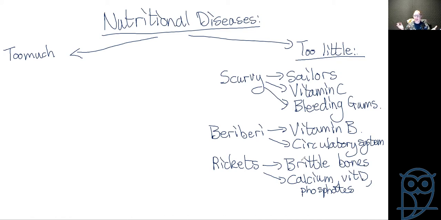So rickets is a disease that literally means you don't have the things you need to build strong bones. So you can have malformed bones, you can have very brittle bones, your bones can break very, very easily, as easy as it is to tear a piece of paper. It just depends.